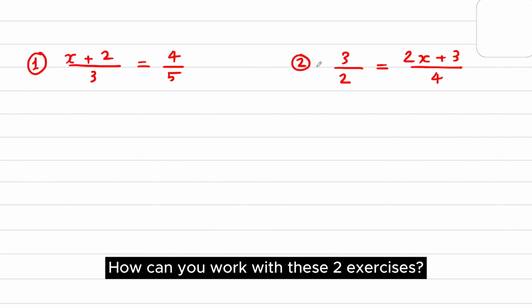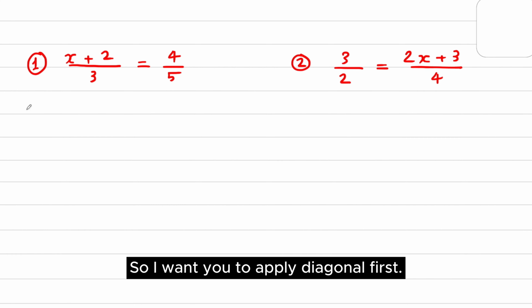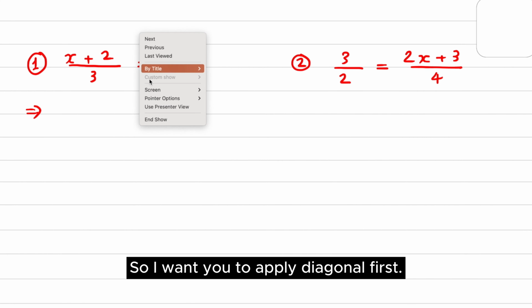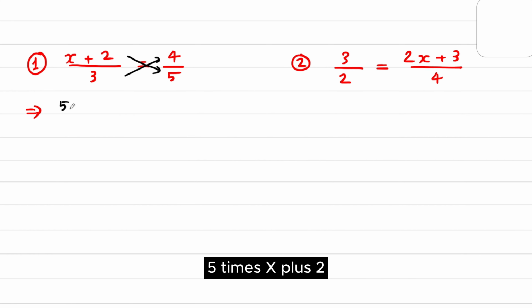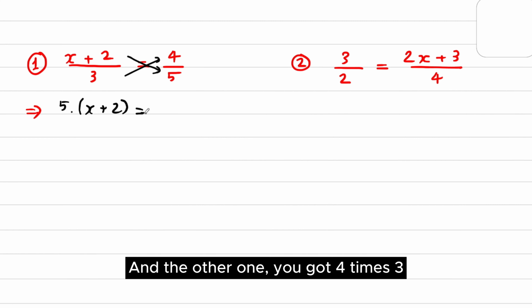So apply it for this one. How can you work with these two exercises? I want you to apply the diagonal method first, this diagonal, and for this one, 5 times (x plus 2), and the other one you get 4 times 3.